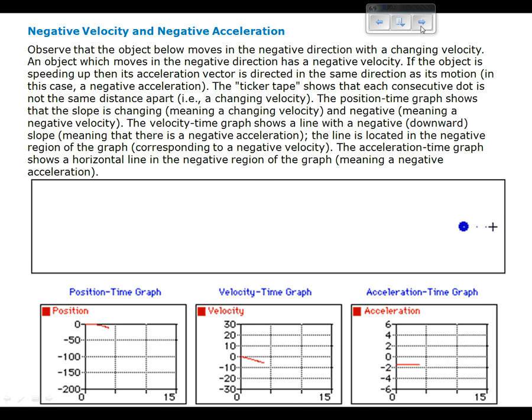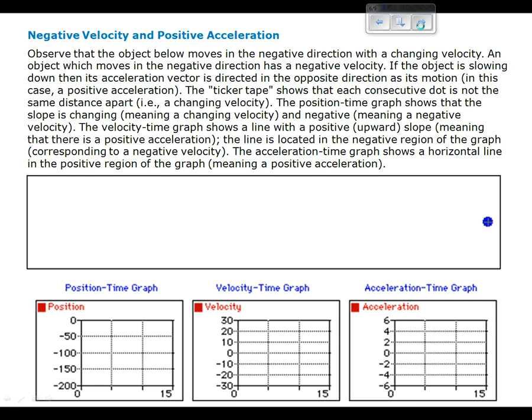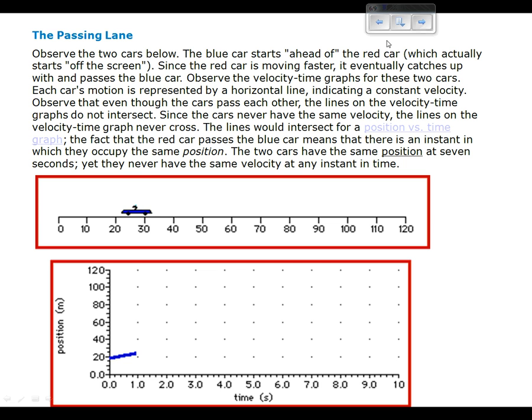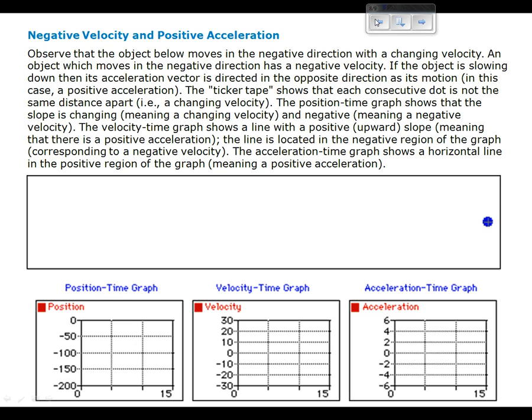Go to the next slide, please. Here we go. This is the next one. Now, I skipped one, didn't I? Which one am I skipping? Oh, okay. My apologies. This is the one? Yep. Negative velocity, positive acceleration.